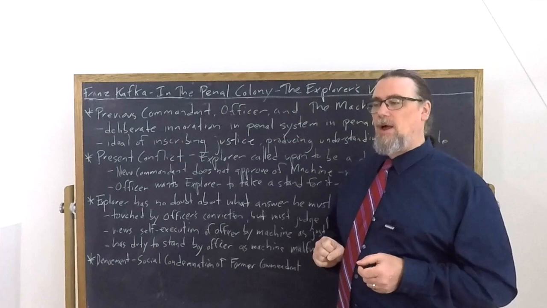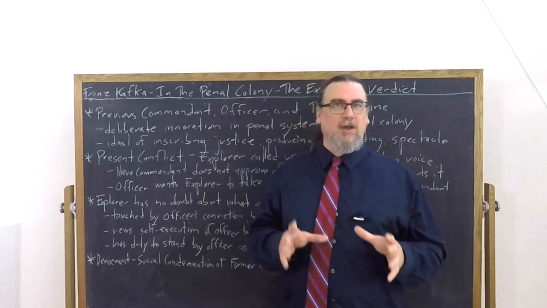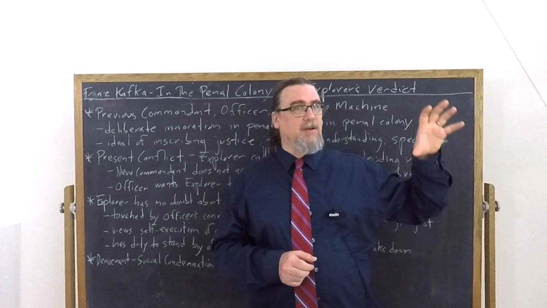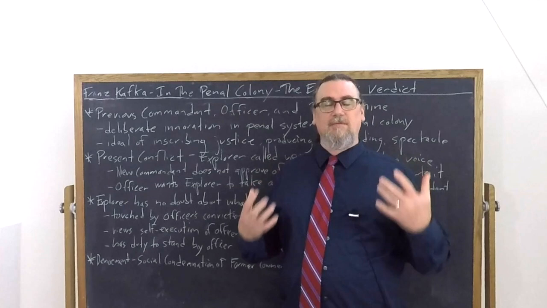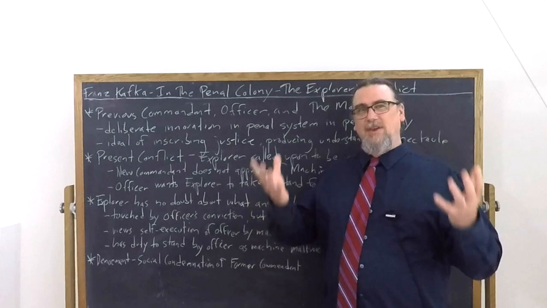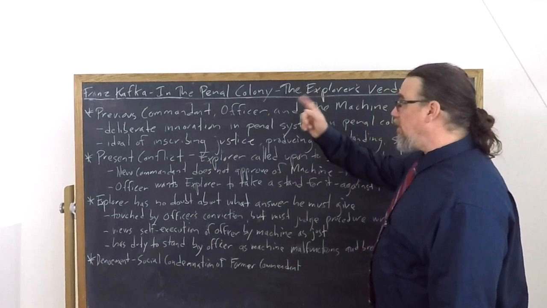And so what we can see going on here, one way of reading this, is a struggle over the nature of justice and its application between the officer, as the representative of the old commandant, and the new commandant. The explorer is an outsider who's coming in, who is being invited, in fact implored, to judge between these two sides and their merits when it comes to justice. So we should talk first about the previous commandant, the officer, and the machine.